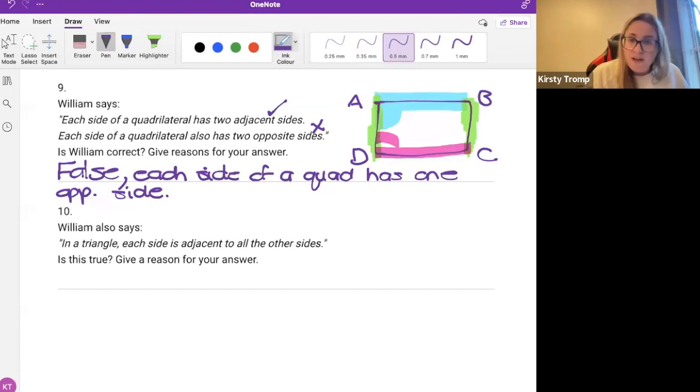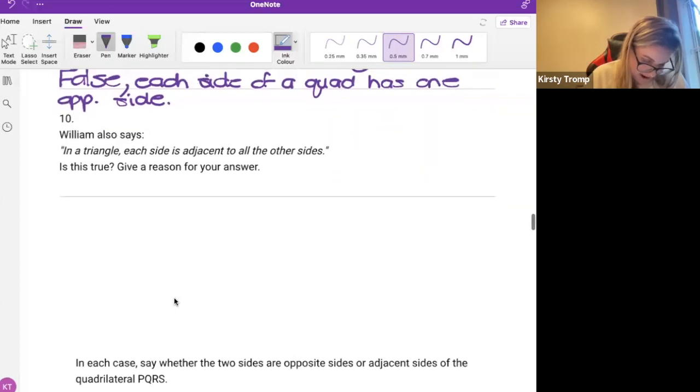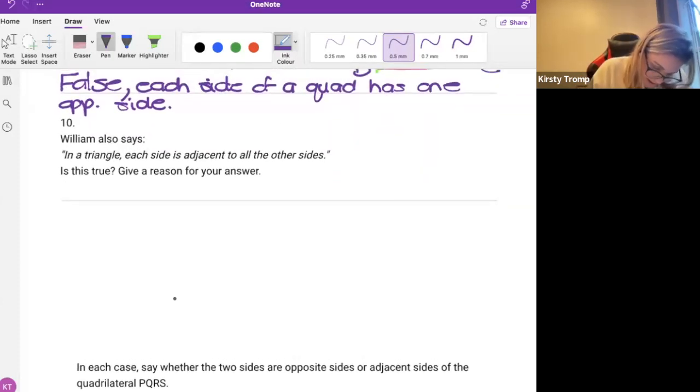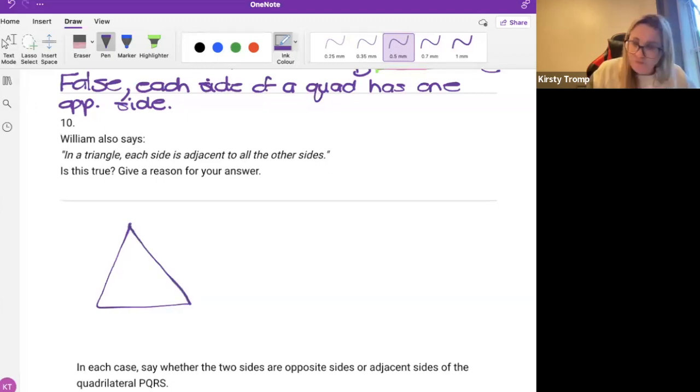All right, question 10, Azande. Are you helping me out with question 10? Yes, ma'am. Okay, Azande, let's draw a triangle quickly. What do you want to call your triangle? Triangle A, B, and C. Okay, a nice easy one. In a triangle, each side is adjacent to all other sides. Is that true? Yes, ma'am. Well done. Yes, it is true.